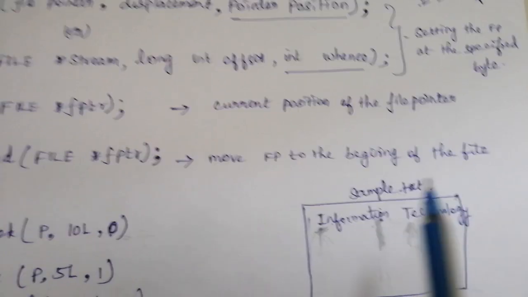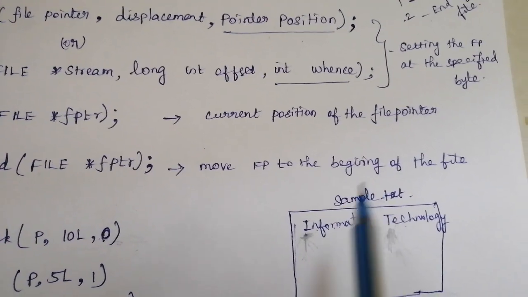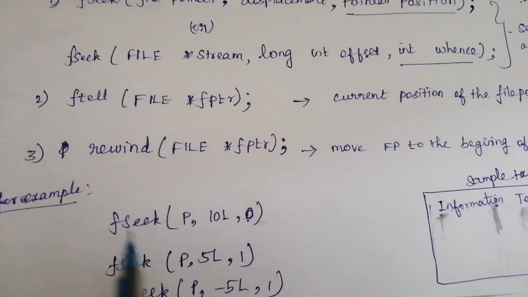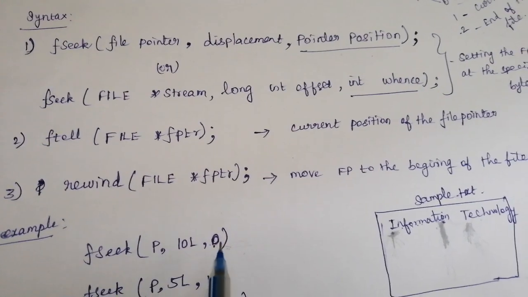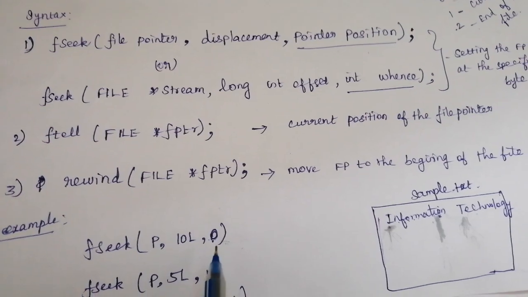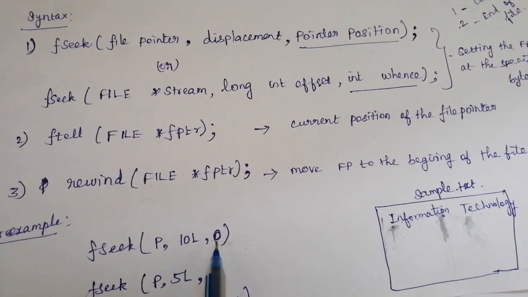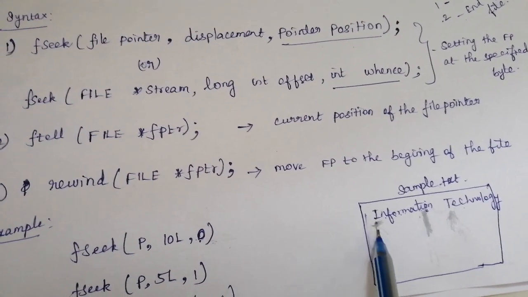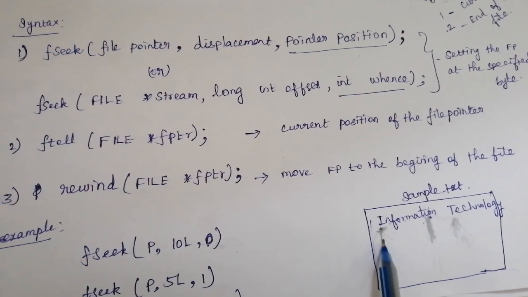Next you can consider an example. You have a file like sample.txt. This file contains the content "information technology". Now you perform the operation fseek of p, 10L, 0. This last value represents the pointer position. It denotes that it is the beginning of the file. Now the file pointer points to the beginning of the file, to the character capital I.